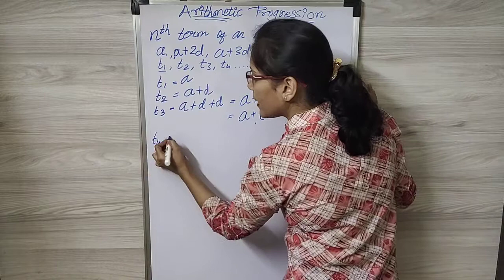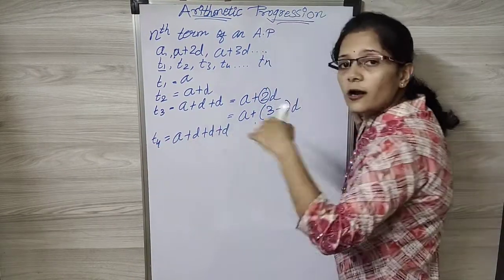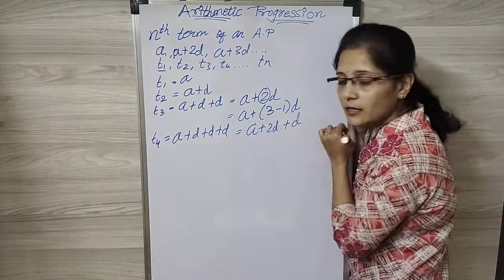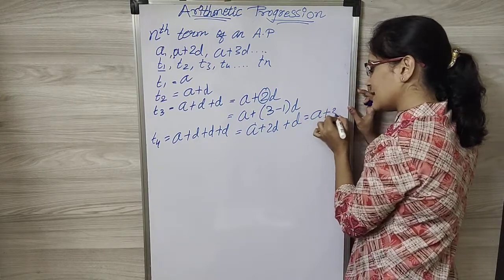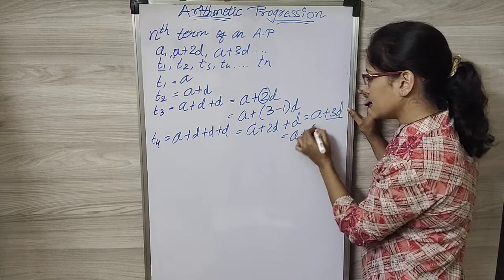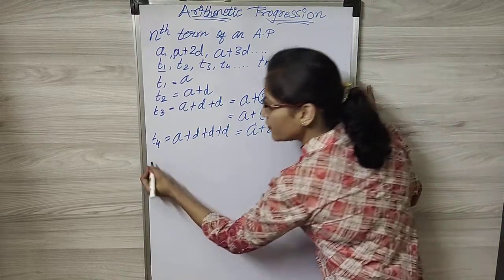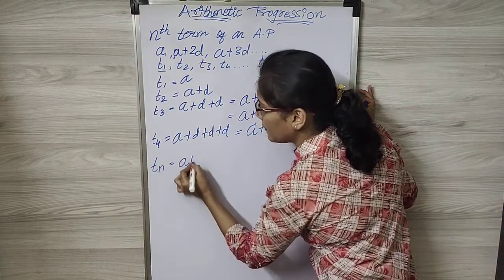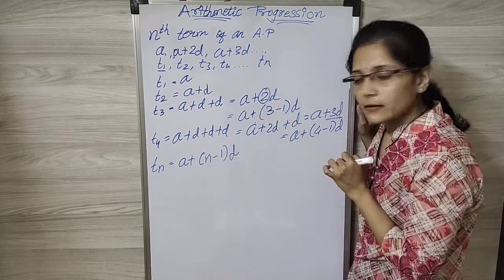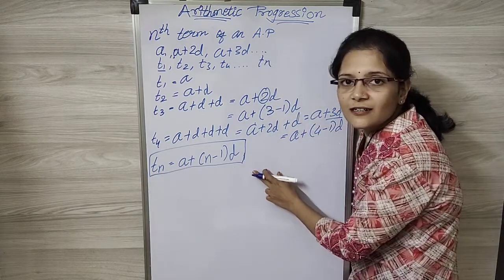Again for T4, I can write it as A plus D plus D plus D, or another simplified method is A plus 2D plus D, or A plus 3D. How to simplify this 3? Again, A plus 4 minus 1 D, right? On the basis of this, Tn is equal to A plus n minus 1 D. Using this formula, we are going to simplify the further sums, right?